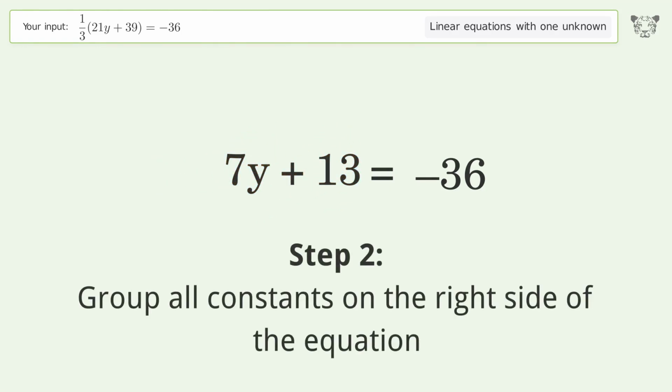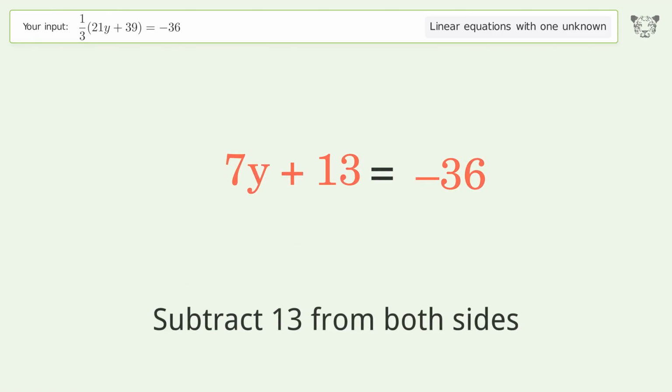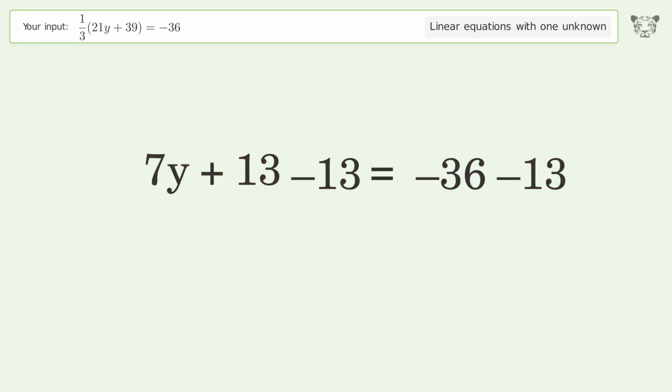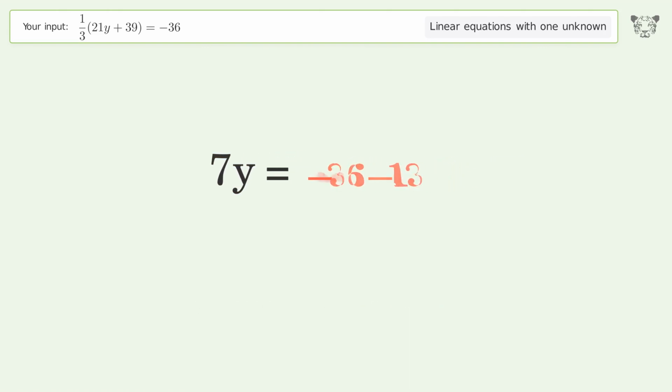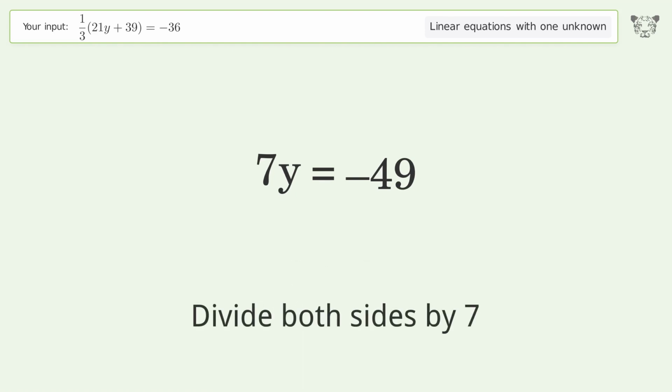Group all constants on the right side of the equation. Subtract 13 from both sides. Simplify the arithmetic. Isolate the y. Divide both sides by 7.